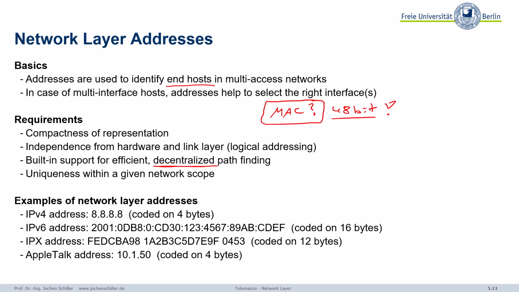Typical examples on layer 3 are the IP version 4 addresses, well known to many of you, around for almost 40 years, and the newer IP version 6 addresses, around since the mid-90s, and there are also some other addresses. So layer 3 addresses, we'll have a closer look into this. What is important, and why can't we simply use MAC addresses? If you compare, MAC addresses are even longer than the IPv4 addresses.